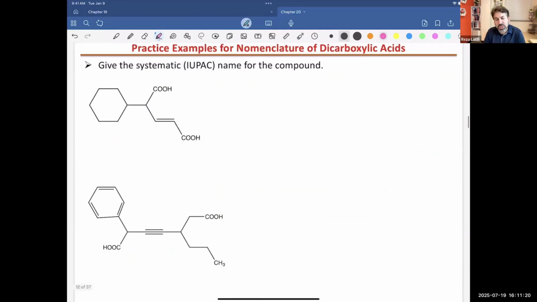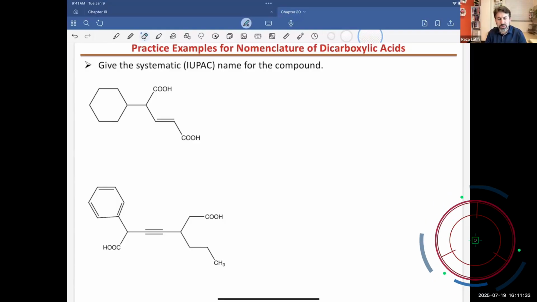Okay. Still, we're talking about dicarboxylic acid, but this time I have double and triple bonds there, and also I have some substituent. I want you to pause the video here and challenge yourself by going after the name of these two molecules. So please pause the video and give it a try.